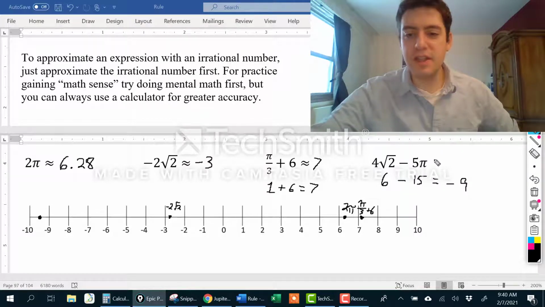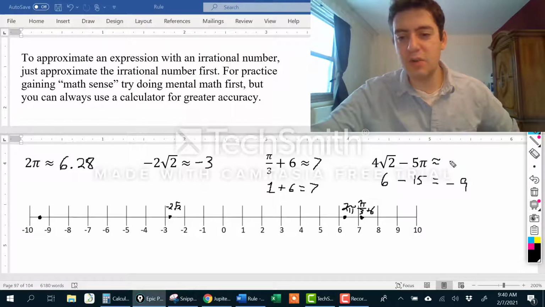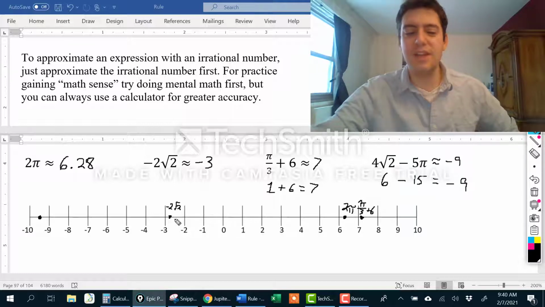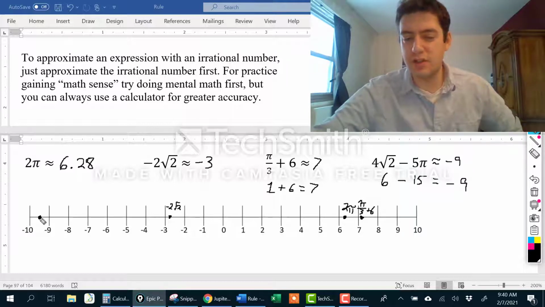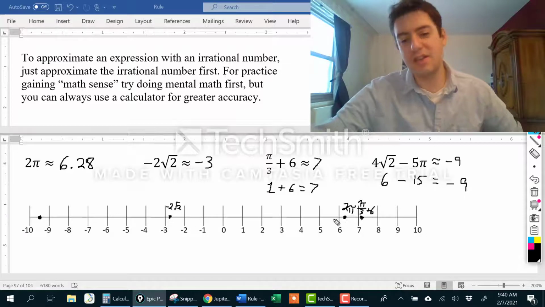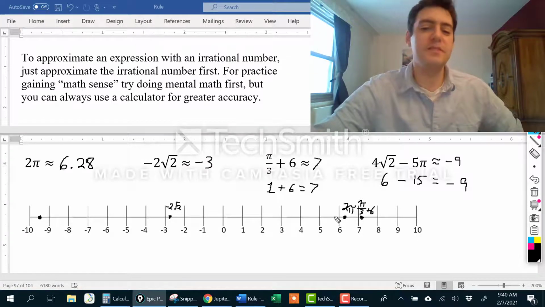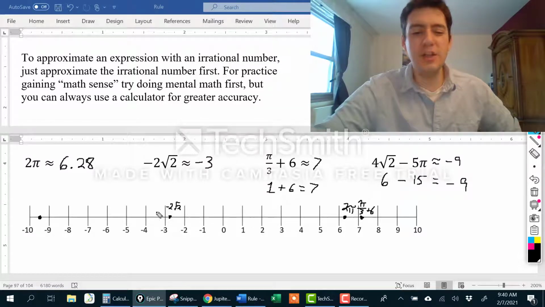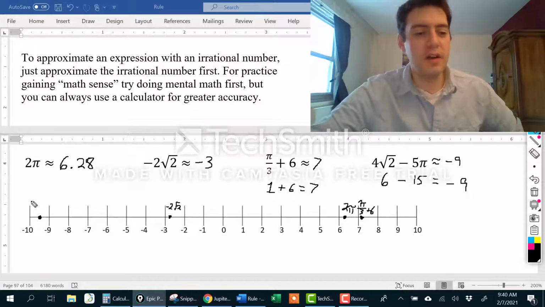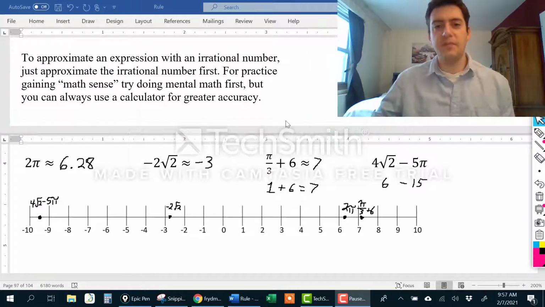All right, so I can say that this is approximately equal to negative 9, but not exactly. I'm actually going to be a little bit further to the left on the number line because I started a little bit to the left of 6, and then I moved a little bit more than 15 spaces to the left. So I'm going to end up here somewhere. Okay, 4 times the square root of 2 minus 5 pi would be about here.